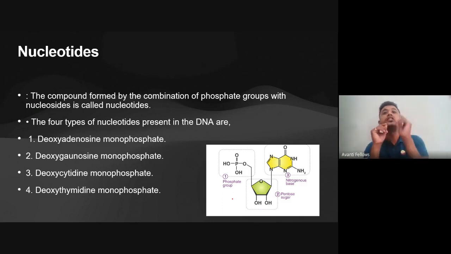It is the simplest unit of a particular structure, so that is called a monomer. So here we have a nucleotide, and the nucleotide names go like this chemically: deoxyadenosine monophosphate, deoxyguanosine monophosphate, deoxycytidine monophosphate, and deoxythymidine monophosphate. So these are the names for nucleotides.